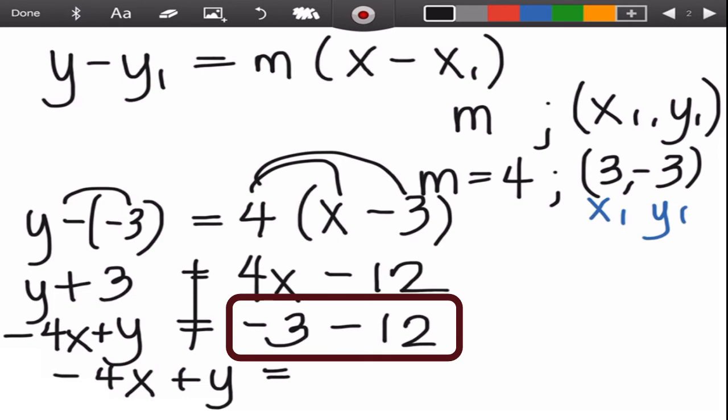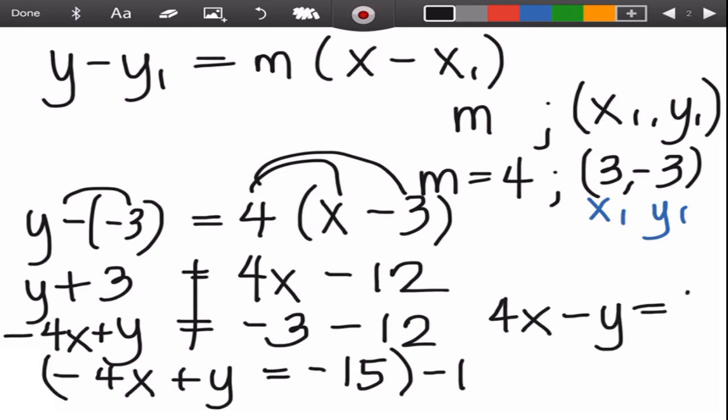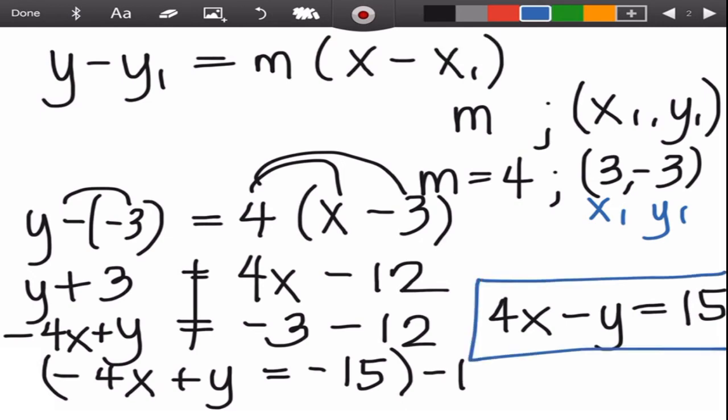They have the same sign, so we will just add them and then copy the sign. Since the numerical coefficient of x is negative, we will multiply the whole equation by negative 1. And then we will change all the signs. Negative 4x will become positive 4x. Positive y will become negative y. Negative 15 will become positive 15. So here is the equation of the line.